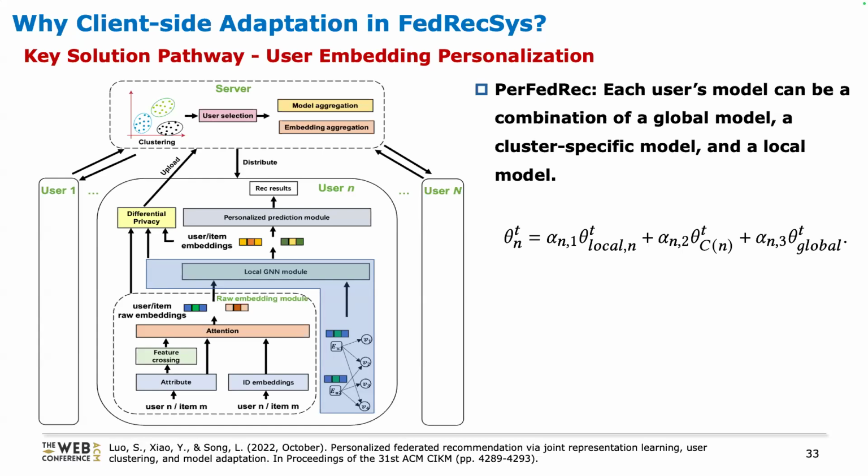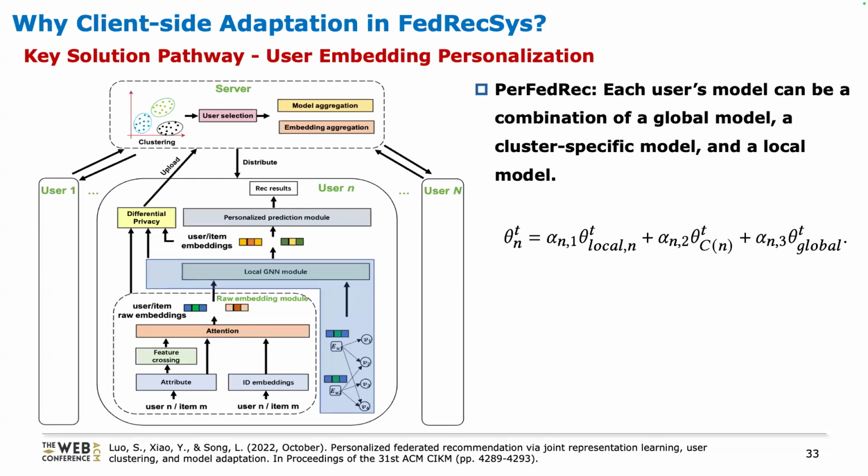Crucially, user embedding personalization is a personalization primitive. It can be integrated into many frameworks. Even when we move to more sophisticated personalization, like of the items or network parameters, which will be discussed next, most systems still retain personalized user embeddings as a baseline component.